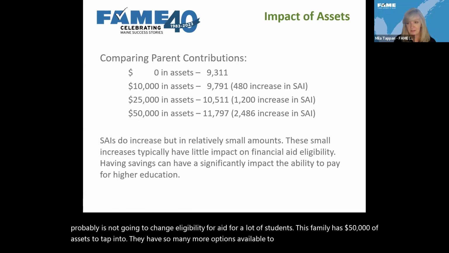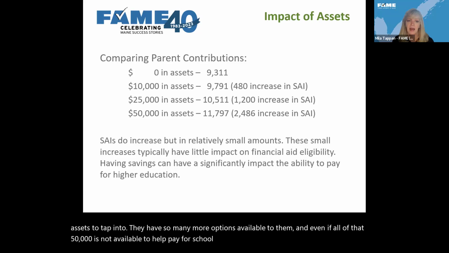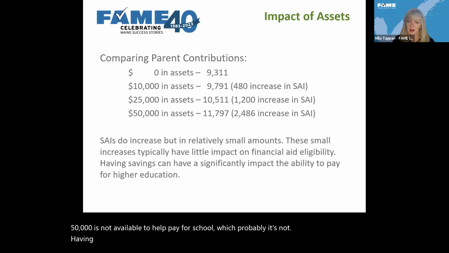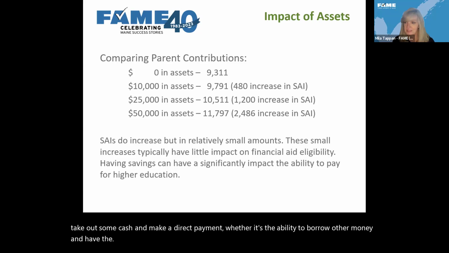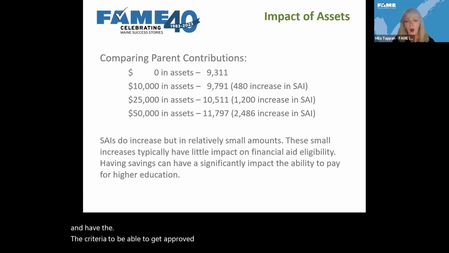And even if all of that 50,000 is not available to help pay for school, which probably it's not, having those options, whether it's the ability to make a payment plan, whether it's the ability to take out some cash and make a direct payment, whether it's the ability to borrow other money and have the criteria to be able to get approved for a loan. All of those things are really, really impactful.